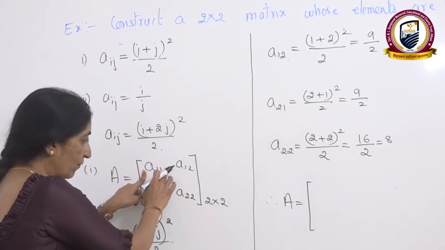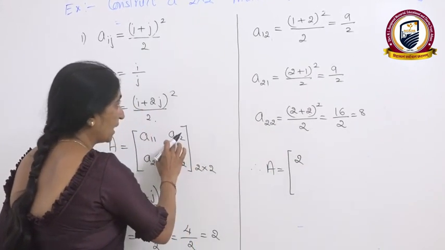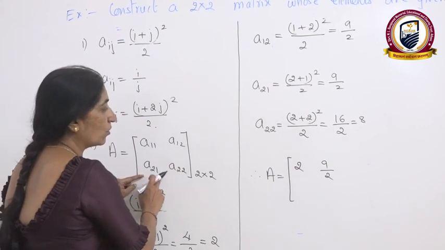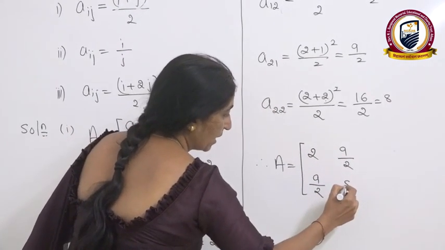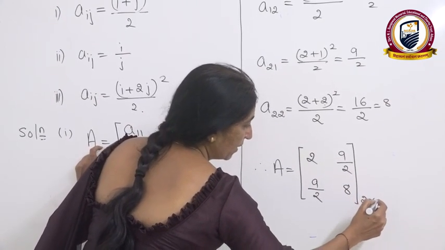So first write down A11. What is A11? A11 is 2. Then A12 is 9 by 2. A21 is also 9 by 2. A22 is 8. So it is of order what? It is of order 2 by 2.